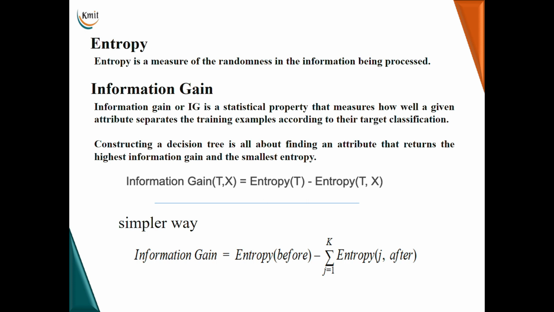Next, what is information gain? Information gain, or IG, is a statistical property that measures how well a given attribute separates the training examples according to the target classification. In the previous simple example, the result would be my target classification. Based on that only, I am eliminating the marks there. To construct that, you have to know about information gain. Information gain is entropy minus the entropies of the attributes you have. Information gain is equal to entropy before minus entropy after.